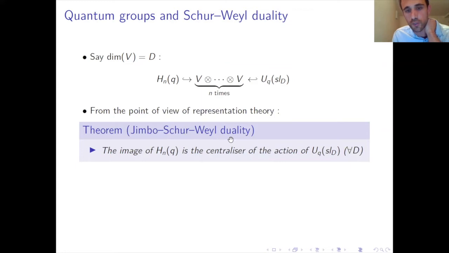So this is the Schur-Weyl duality adapted by Jimbo for the quantum group setting, which asserts that the image of the Hecke algebra in the space of endomorphisms of this space is exactly the centralizer of the action of the quantum group. And vice versa, the image of the quantum group is exactly the centralizer of the action of the Hecke algebra. So it's really a duality statement.